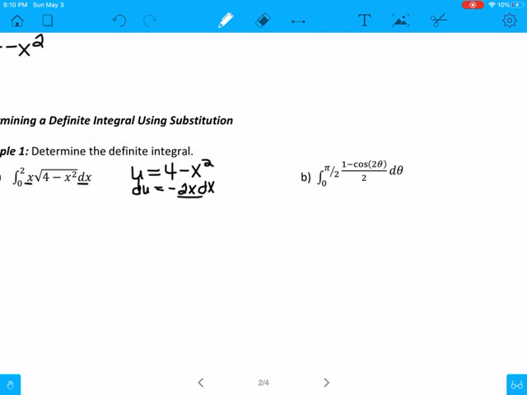Okay, so I'm going to have to divide that negative 2 over. This is why practicing those substitutions that I gave you last week were so important. So I'm going to get negative a half du equals x dx, sorry.